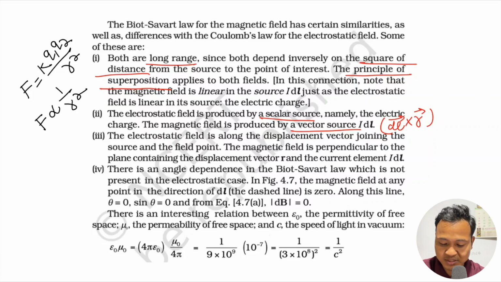Electric field is along the displacement vector joining the source and the field point. Magnetic field is perpendicular to the plane, so here you just go through it. Okay, I think you'll understand.